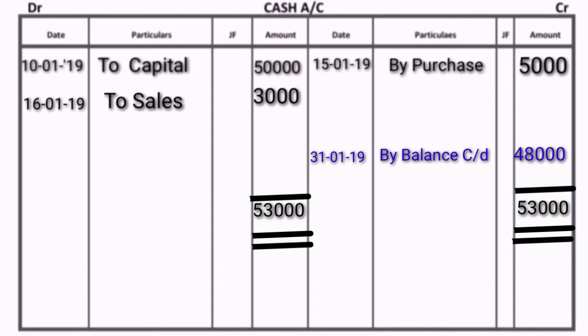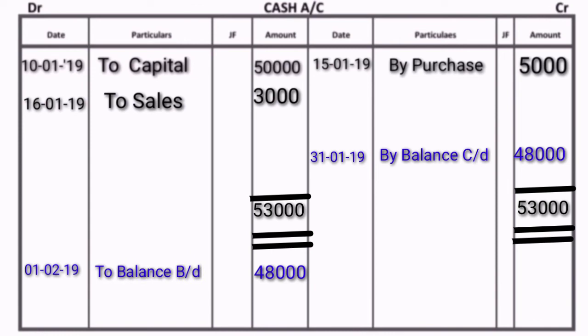Okay, just check here on the debit side, 50,000 plus 3,000 equal to 53,000, and the credit side 5,000 plus 48,000, that also is 53,000, right? So this 48,000 is the balance carried down, or this is the closing balance. Then what will we do? We will bring down this 48,000 on the debit side. Okay, the date is 1st February 2019, to balance brought down 48,000.